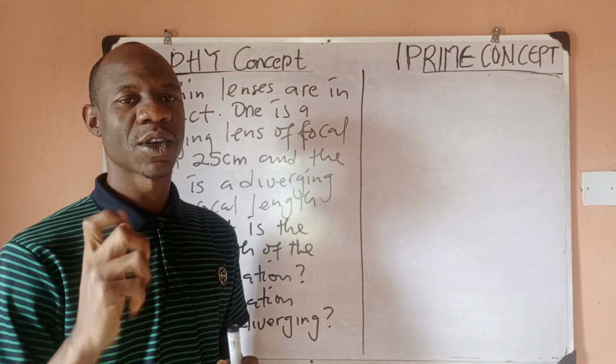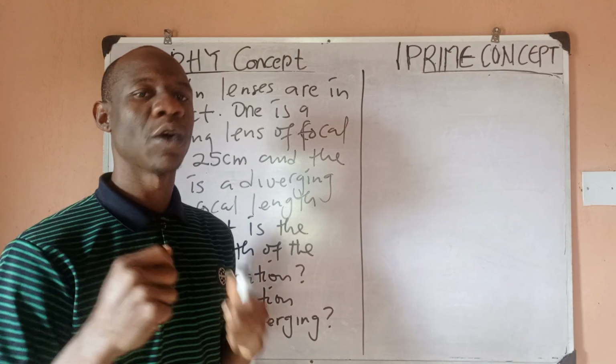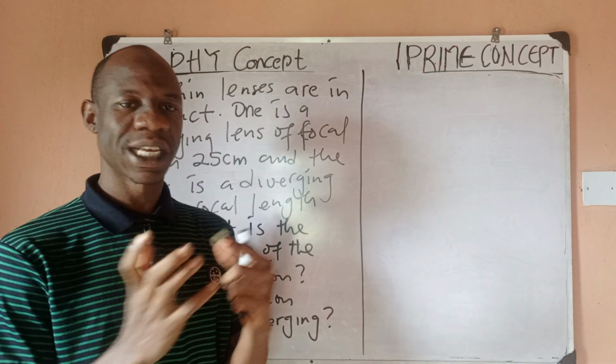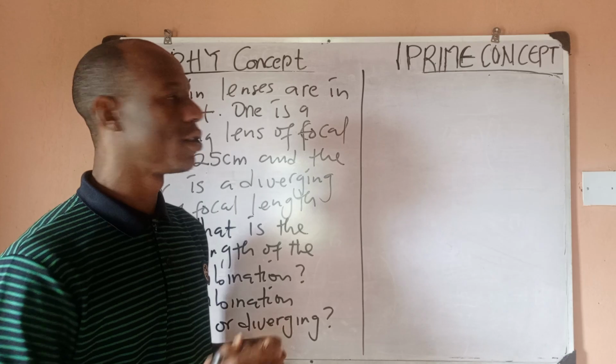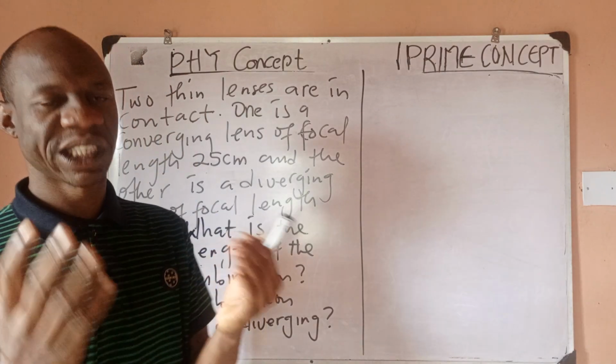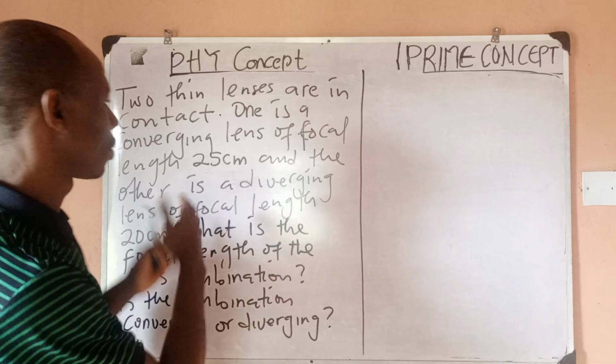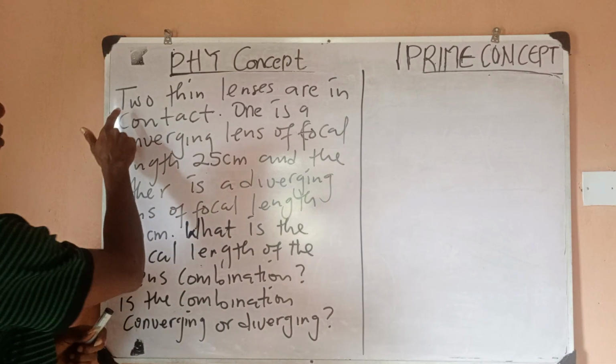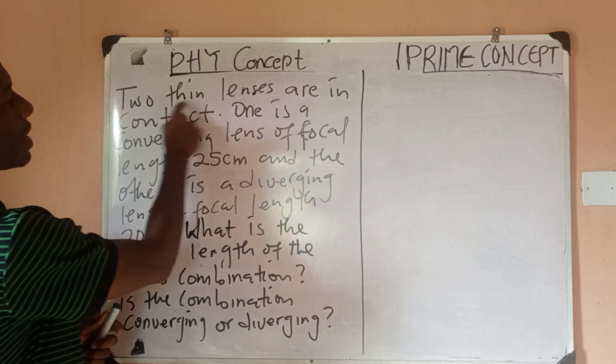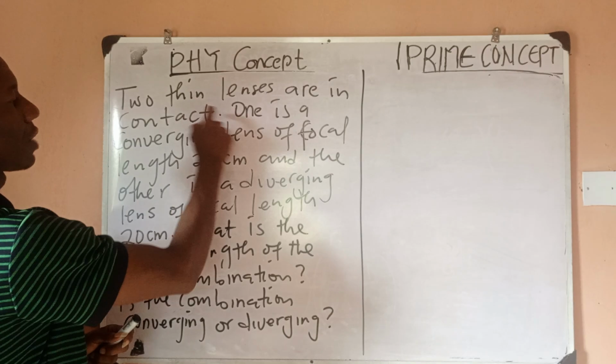In this video, we want to consider a problem under combination of lenses that was explained in one of our videos. So when we have two thin lenses combined, what will be the combined focal length? So we have a problem under this. The question says two thin lenses are in contact.